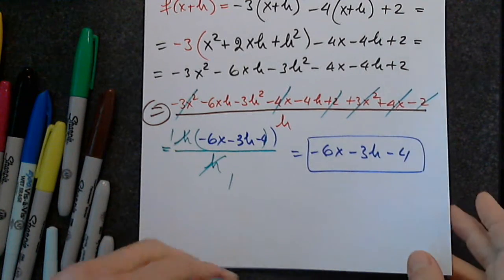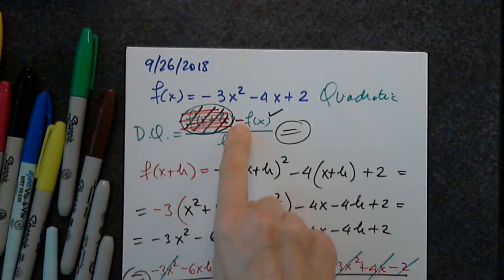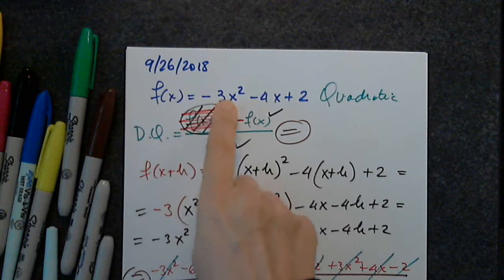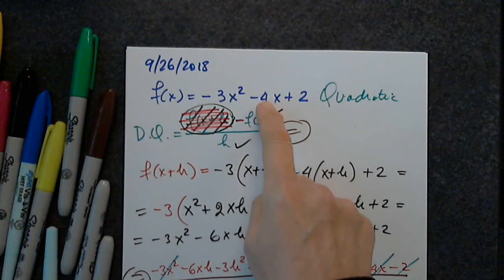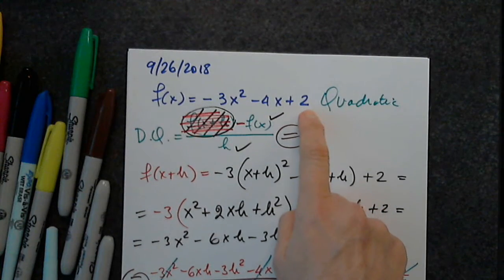Yes, please. Why did we flip the signs again when we write it down? Negative 1 times negative 3x squared. Negative 1 times negative 4x. Negative 1 times 2. Right. Now, you have a point.